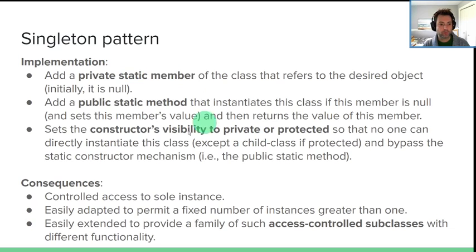So this is where, when I talked about using those object-oriented features, here you see private static, public static, private protected. These are all object-oriented features where we can basically implement data hiding, and we can control access to our classes. So what are the consequences here? Well, we have controlled access to a sole instance, meaning that we have very specific ways that we can access the singleton. We can very easily adapt this too. So maybe we want more than one fixed instance.